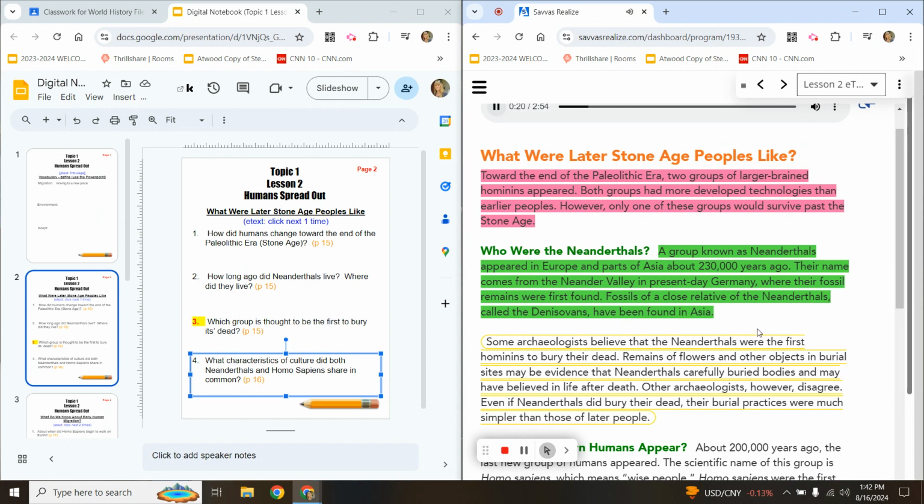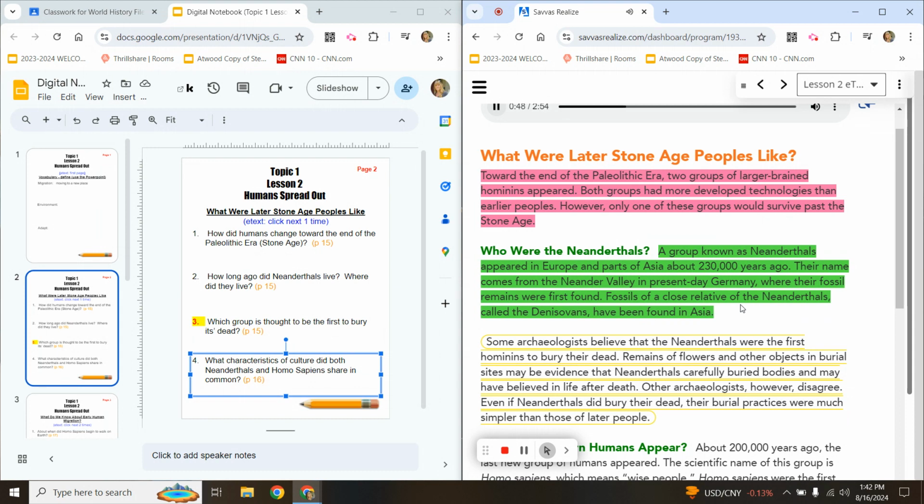Who were the Neanderthals? A group known as Neanderthals appeared in Europe and parts of Asia about 230,000 years ago. Their name comes from the Neander Valley in present-day Germany, where their fossil remains were first found. Fossils of a close relative of the Neanderthals, called the Denisovans, have been found in Asia. Some archaeologists believe that the Neanderthals were the first hominins to bury their dead.